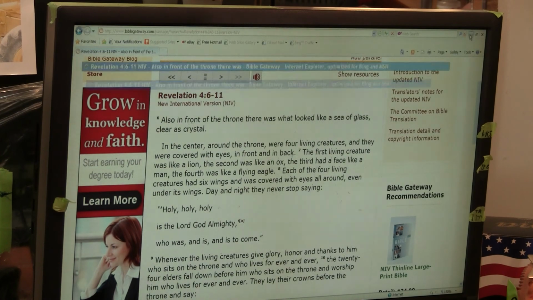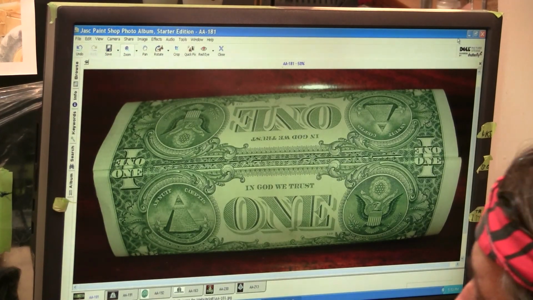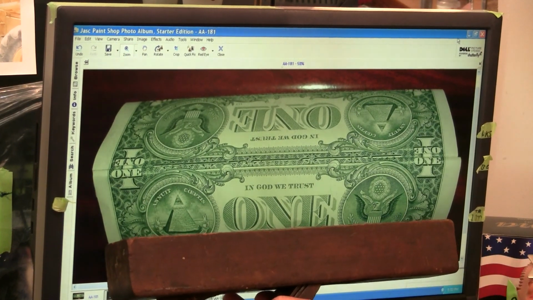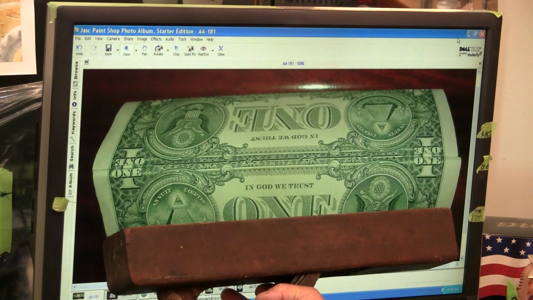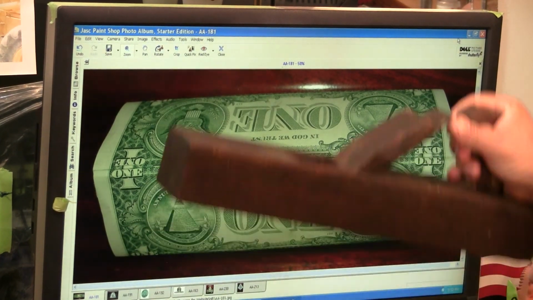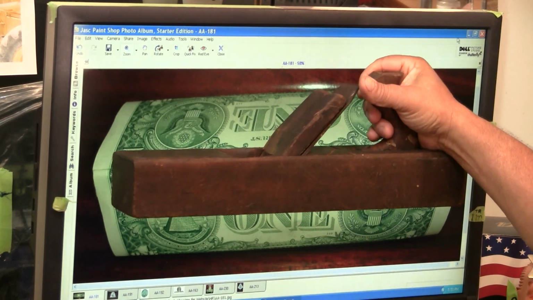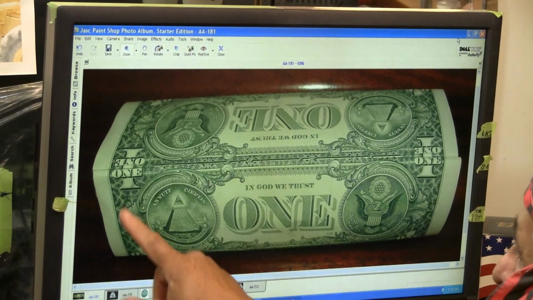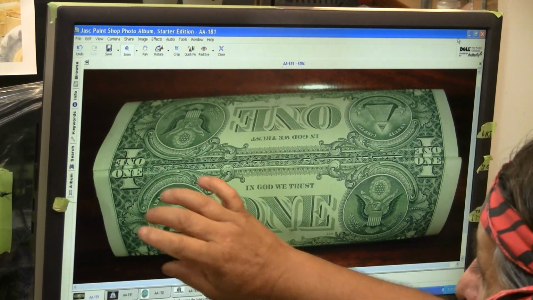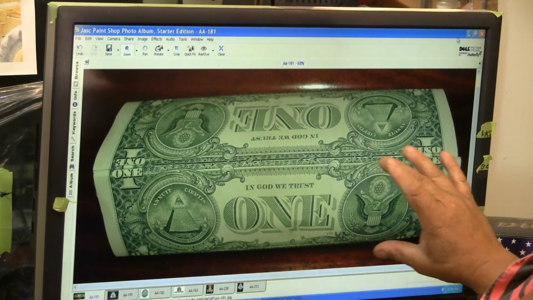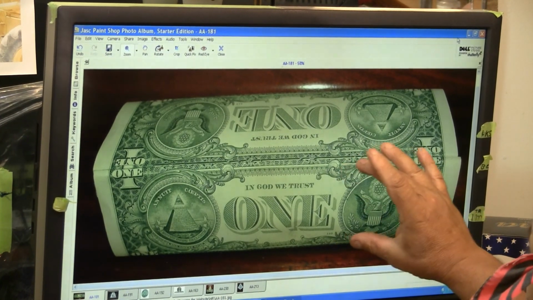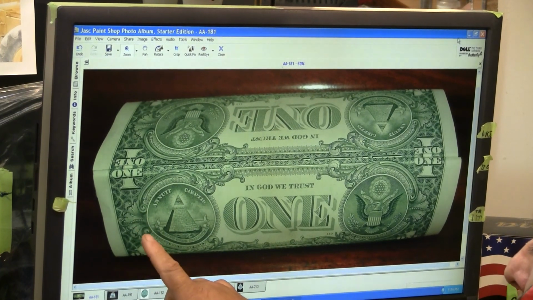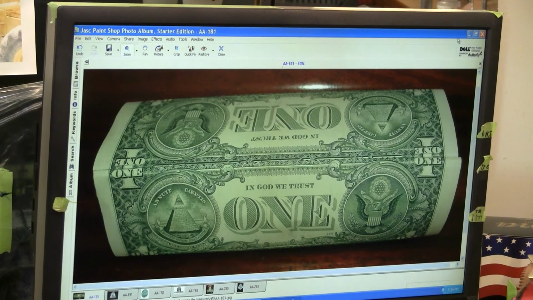Now let's move back. In the center around the throne, this being the center, the 6th winged seraphim that appear around the throne, the 6th winged seraphim that at this point is the hinge of the angel's wings.